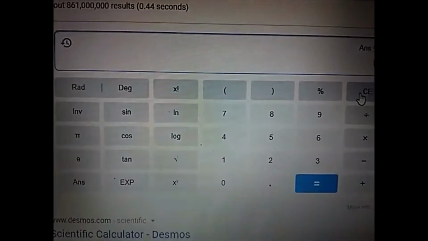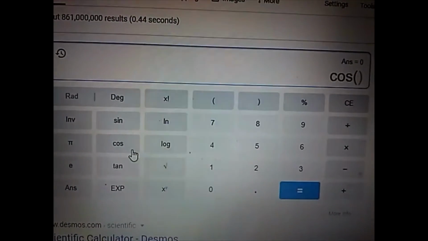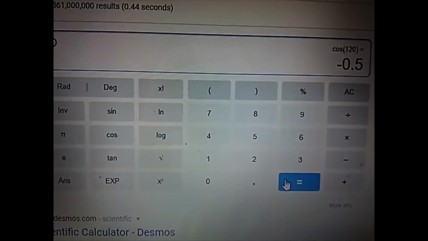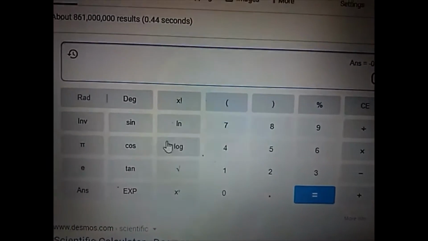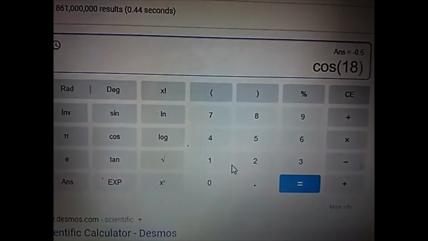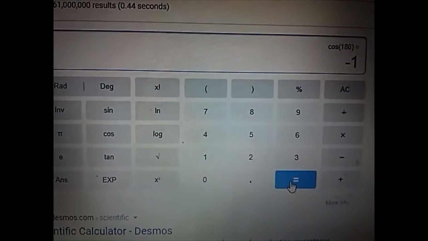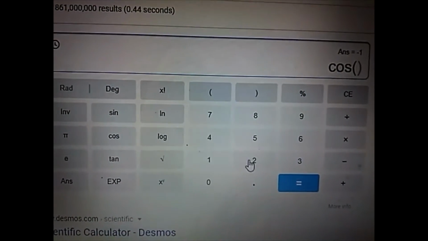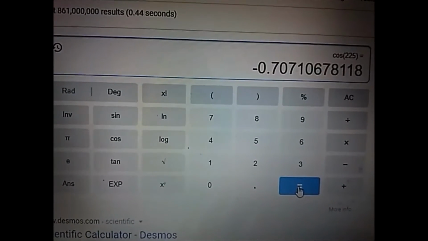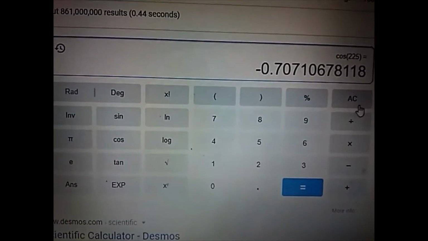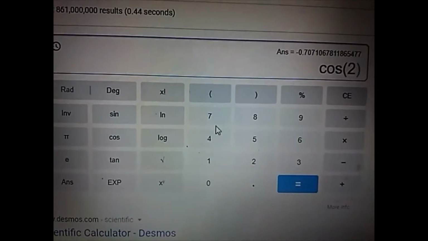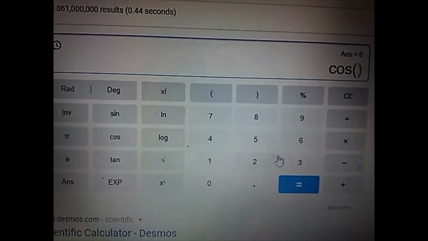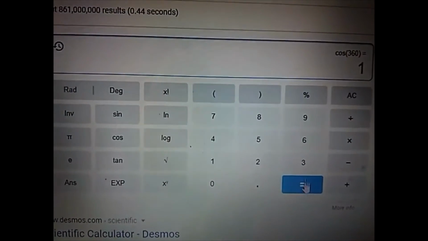Alright, now after 90 degrees, watch what happens. The numbers get negative. Alright, and the cosine of 180 degrees is -1. This is the lowest it can go. If you go higher than 180 degrees, watch what happens. The numbers get closer to 0, and the cosine of 270 degrees is 0. And the cosine of 360 degrees is 1.